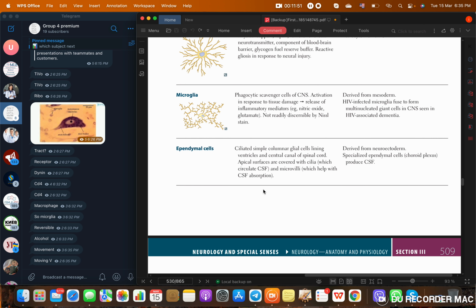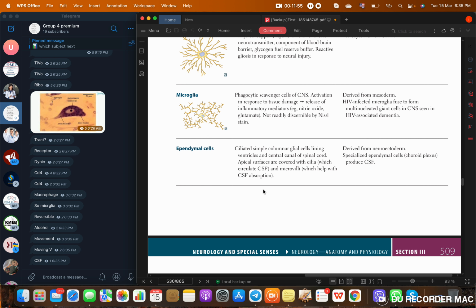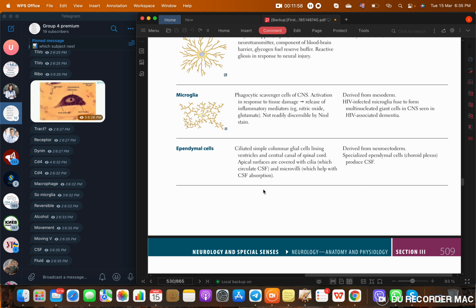Movement of what? You are right, it's movement of something, but what do they move? Excellent, they move the CSF around. They move the CSF between the different chambers.